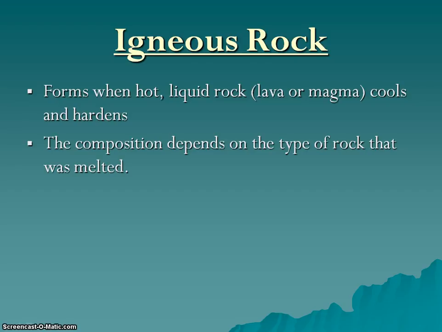You have this lava or magma. It's going to cool and harden, and that's how your igneous rocks are going to form. Depending on the materials within the particular molten rock at the time, depending on its location, and depending on how much pressure is added to it, will determine the type of igneous rock that can form.